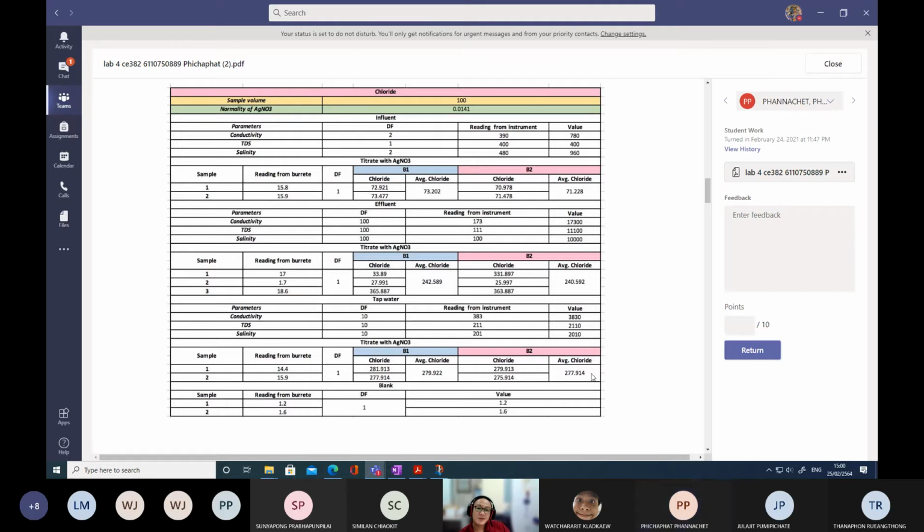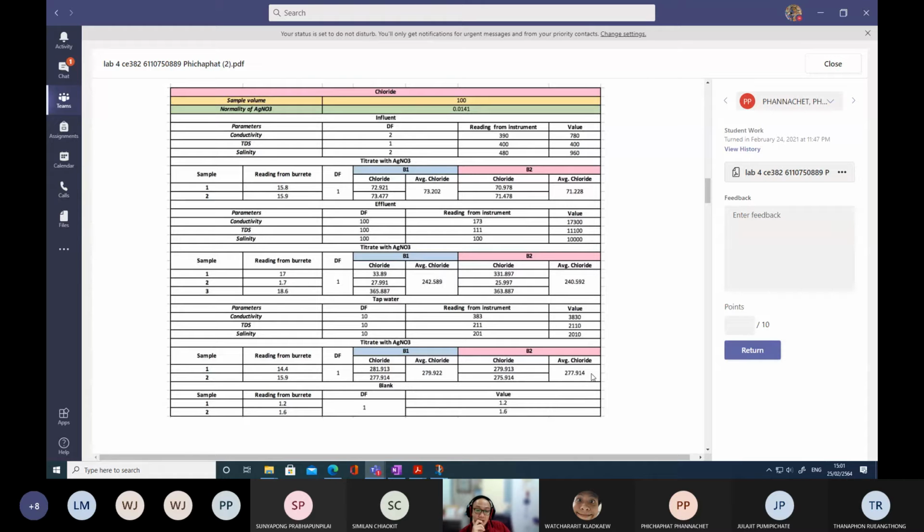What samples did you analyze last week? You have the influent, the effluent, and the last one is the tap water. Influent and effluent I assume must be wastewater samples. If it's a wastewater sample, you shouldn't compare it with the tap water chloride standard. I think there's no chloride standard for wastewater, so 250 you can compare to tap water only.